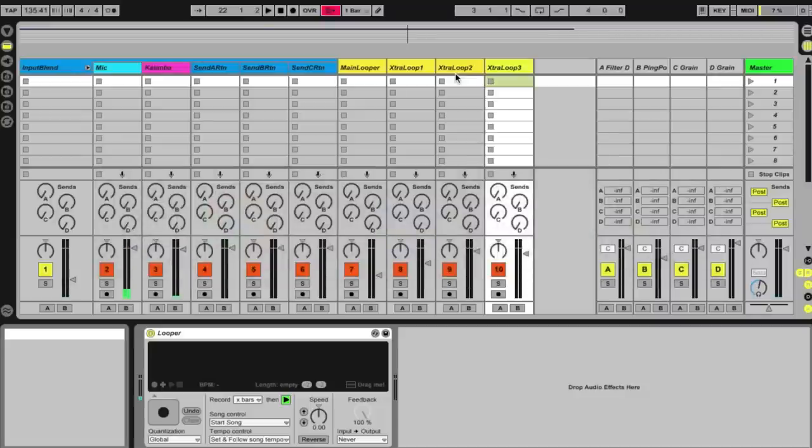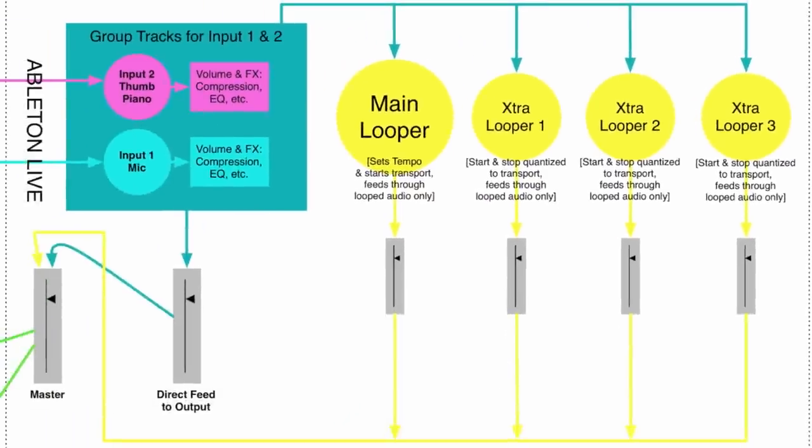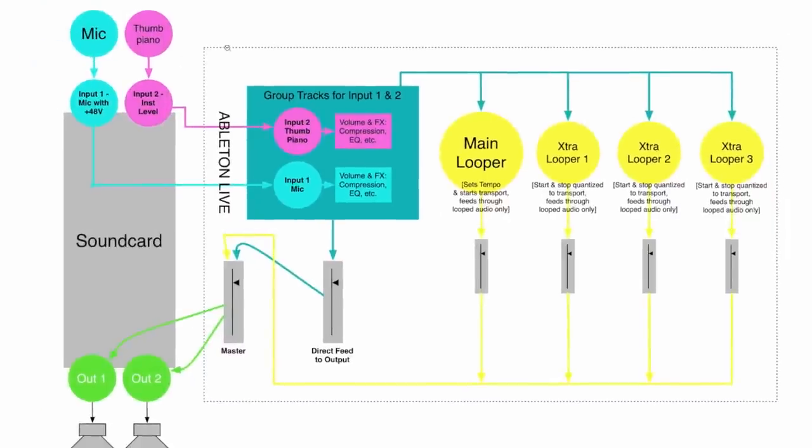Let's quickly skip back to our Prezi over here. If we look at our diagram, have a quick talk through how it works again as a quick recap. We have our mic inputs and our Kalimba inputs, our thumb piano in this case, instrument level, coming into Ableton Live. We've grouped those tracks together, and that's post our effects. So I've put some compression and EQ on those little channels.